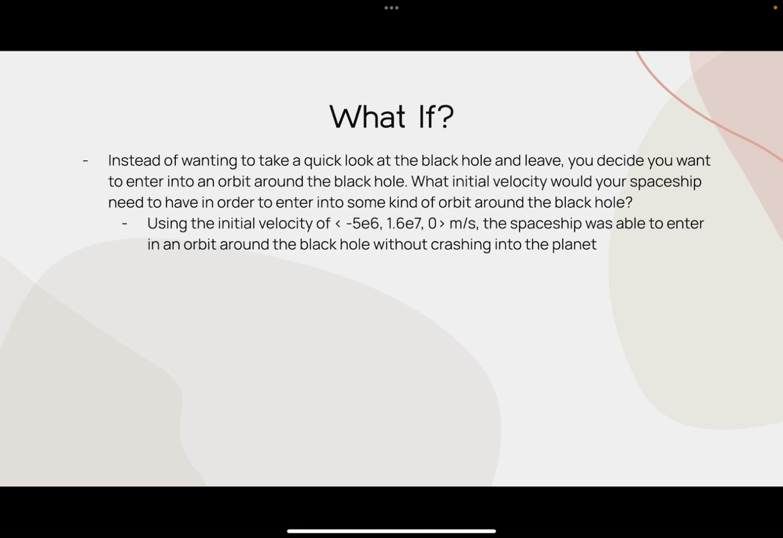Instead of wanting to take a quick look at the black hole area and leave, we want to enter an orbit around the black hole. What initial velocity would it be? Using trial and error, I found that if you use an initial velocity of -5 times 10 to the 6 in the x direction, 1.6 times 10 to the 7 in the y direction, and 0 in the z direction, the spaceship was able to enter an orbit around the black hole without crashing into the planet.